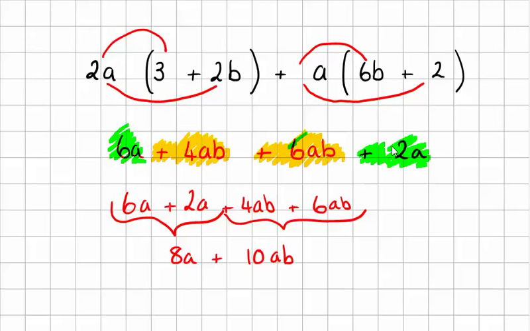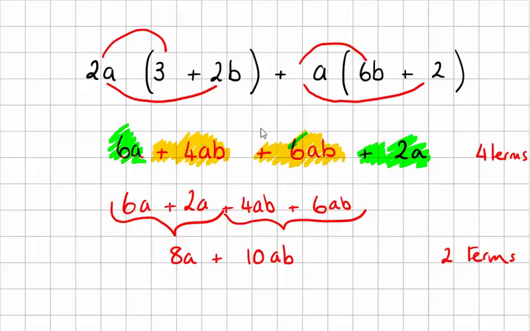So in this case, we've gone from 4 terms to how many? 2 terms. Okay, so we've simplified it. We've got more terms than the other one, but that's as far as we can go. We can't get rid of any more terms. a and ab do not go together.